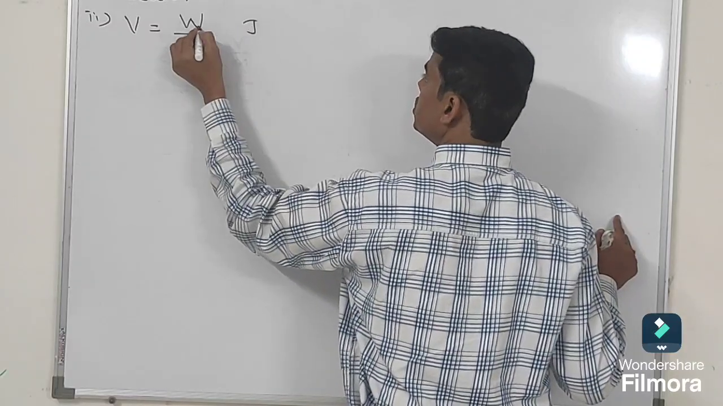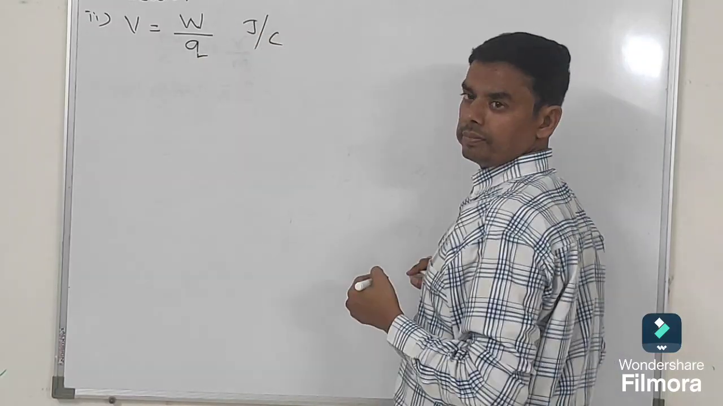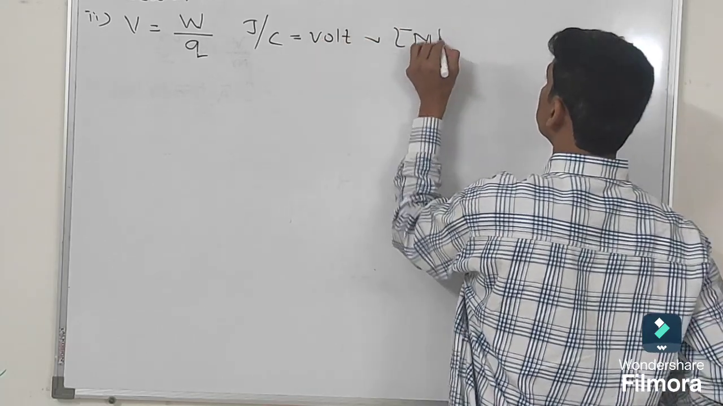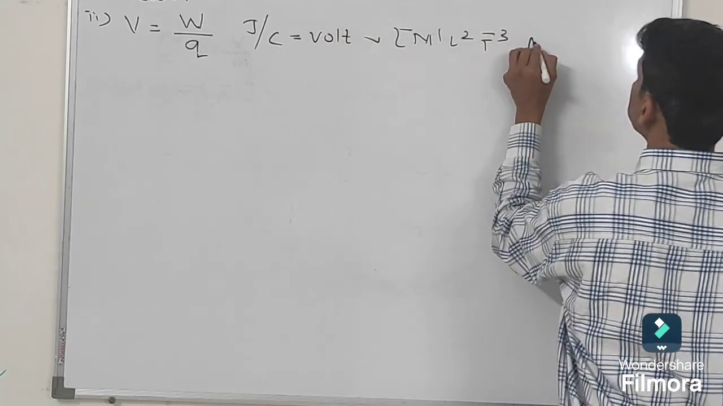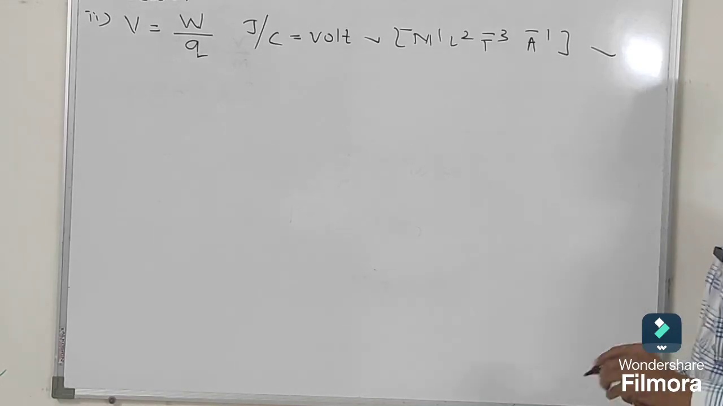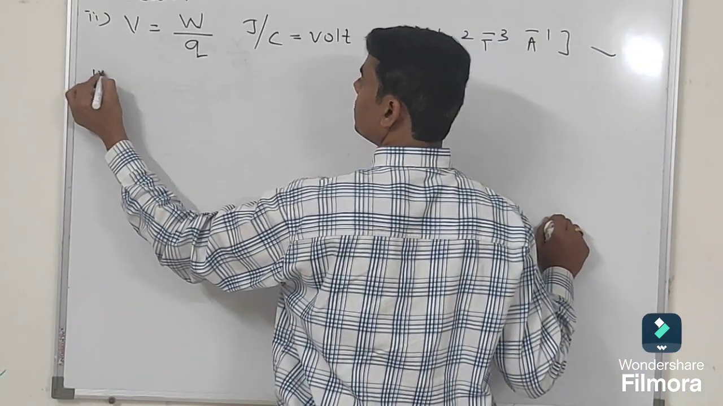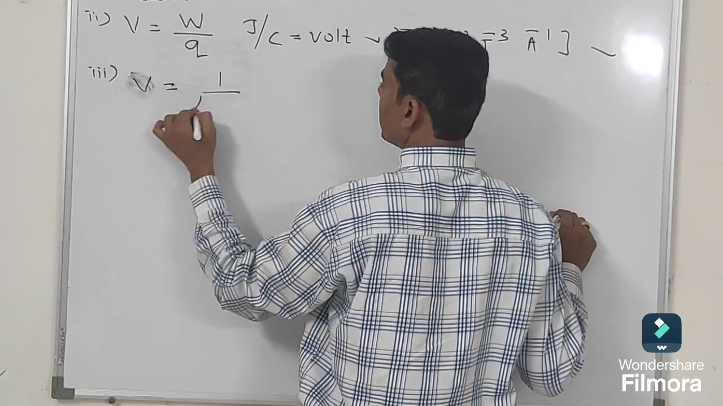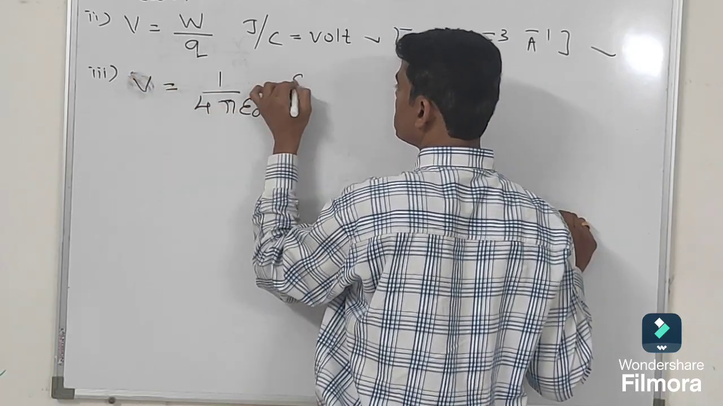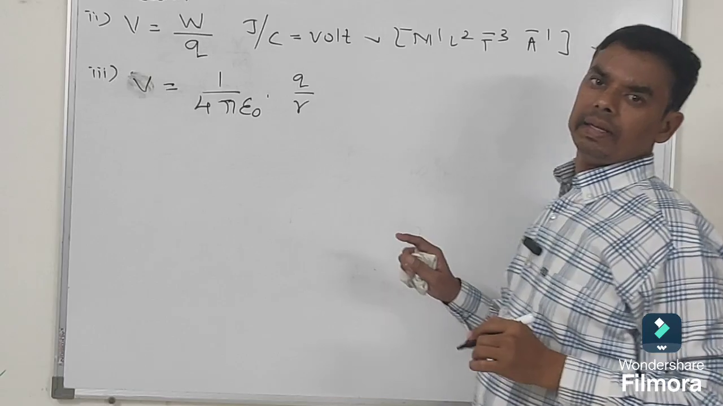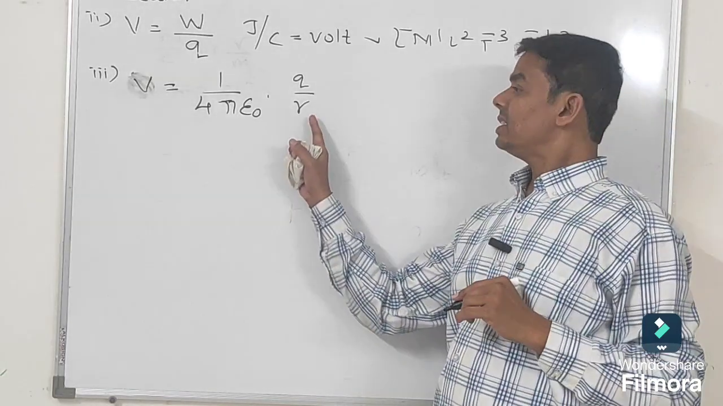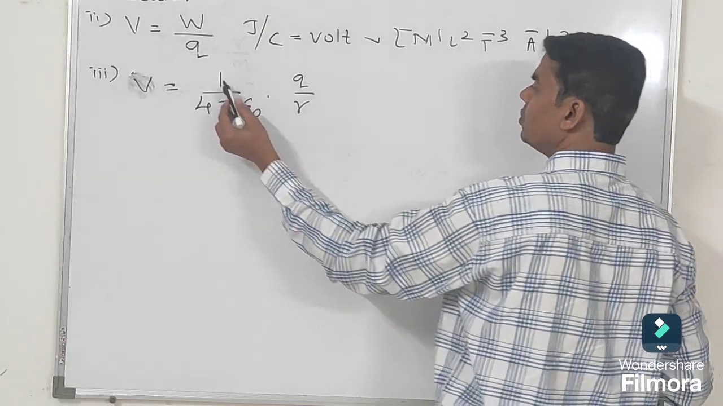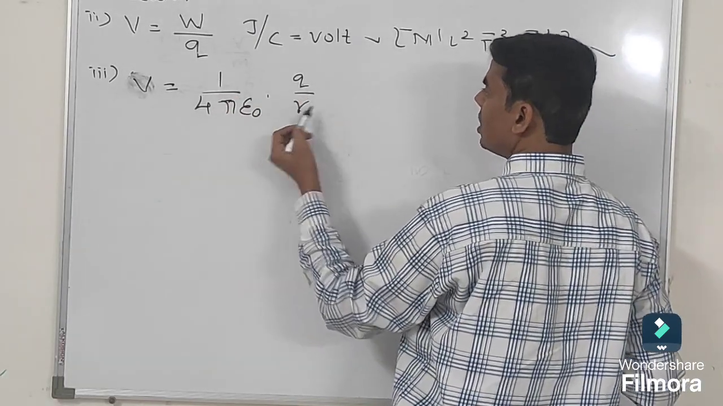Its unit is joule per coulomb, which is called the volt. The dimensions are M1 L2 T-3 A-1. This is the dimension for electric potential. Electric potential due to charge q at any point has the formula 1 upon 4 pi epsilon 0 times q upon r. In electric intensity, this was r square. Here, electric potential due to charge q is 1 upon 4 pi epsilon 0 q upon r.